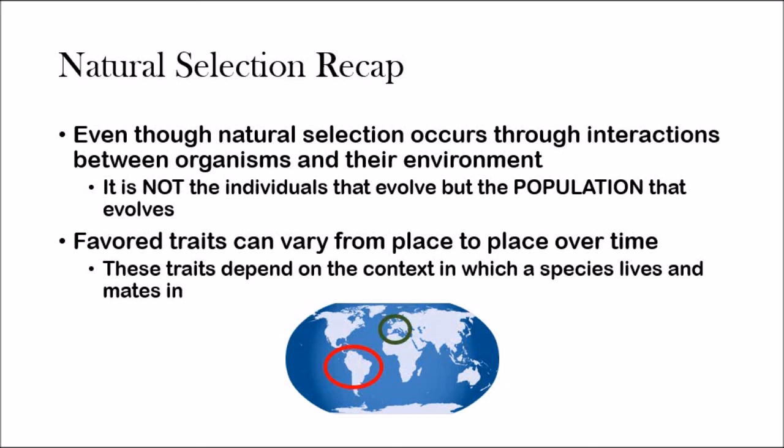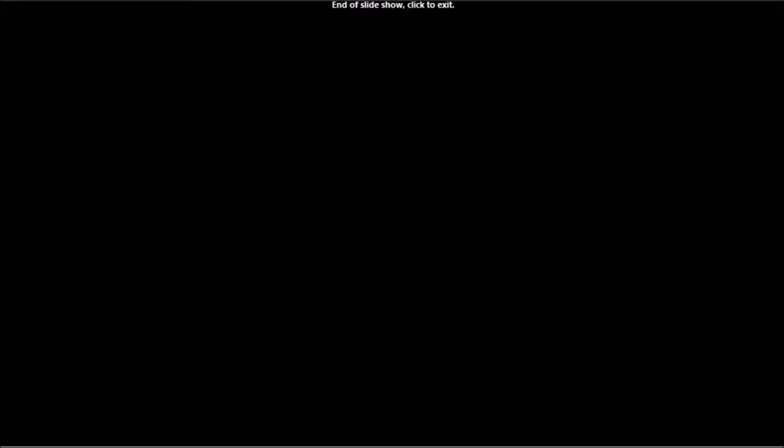And favored traits can vary from place to place over time. So that means the traits that an environment is going to favor change depending on the location you're talking about, because obviously environments are different from each other. The environment in Europe is going to be very different from the environment in South America. So that's basically it for natural selection. I hope you stay tuned to see what else we have to say about evolution. But for now, natural selection and Darwin's views on evolution are as simple as that.